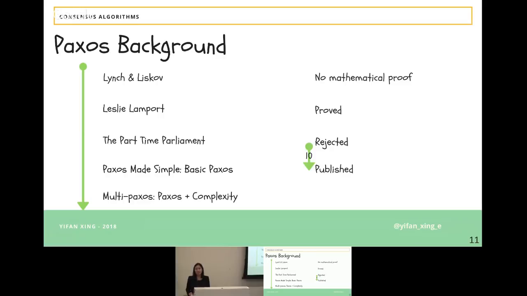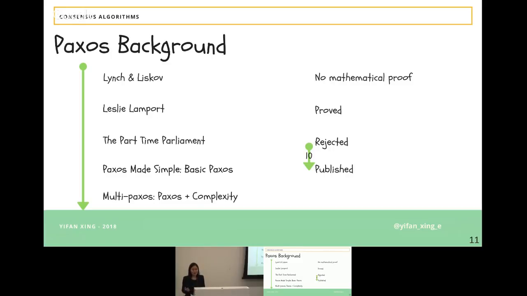Paxos has a really colorful background compared to the other algorithms. It was created by Lynch and Liskov at the beginning, but they couldn't find a mathematical proof. So Leslie Lamport found this paper with malicious intention. He said, I'm going to prove this wrong. He worked really hard on this, and he accidentally proved it right.